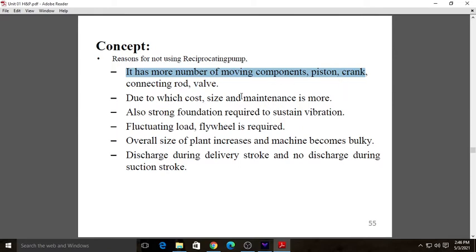The familiar example of a reciprocating pump is the air pump which we use to fill air in a cycle. The pump used to fill air in a cycle, what type is it? Reciprocating pump. Due to which cost and size are high and maintenance is poor. Also a strong foundation is required to sustain the vibration. Fluctuating load and a flywheel are required in the case of the reciprocating pump. Overall size of the plant increases and the machine becomes bulky.